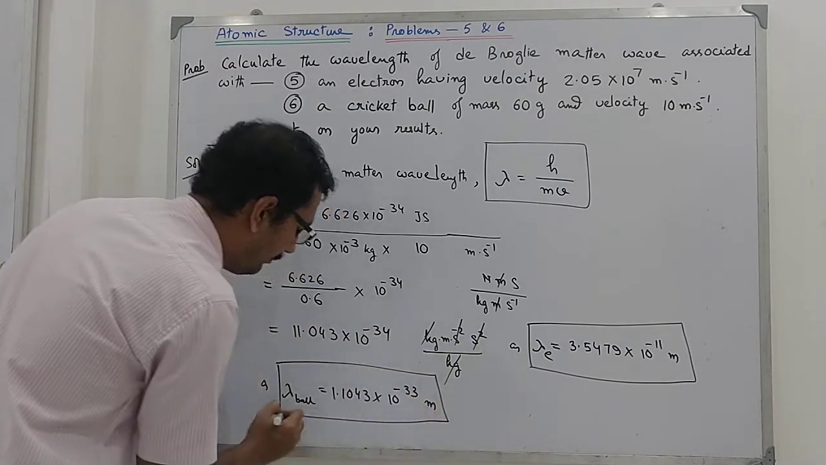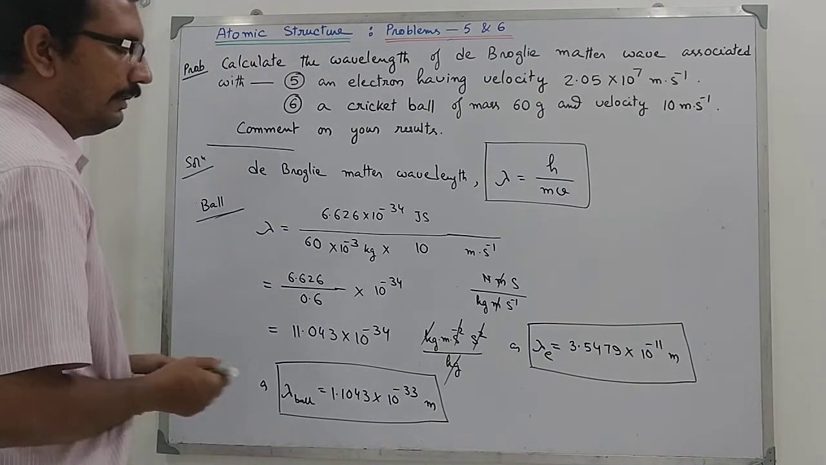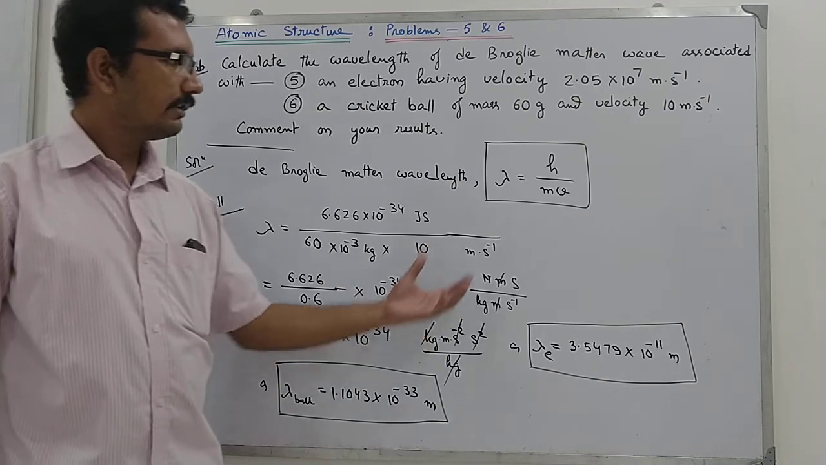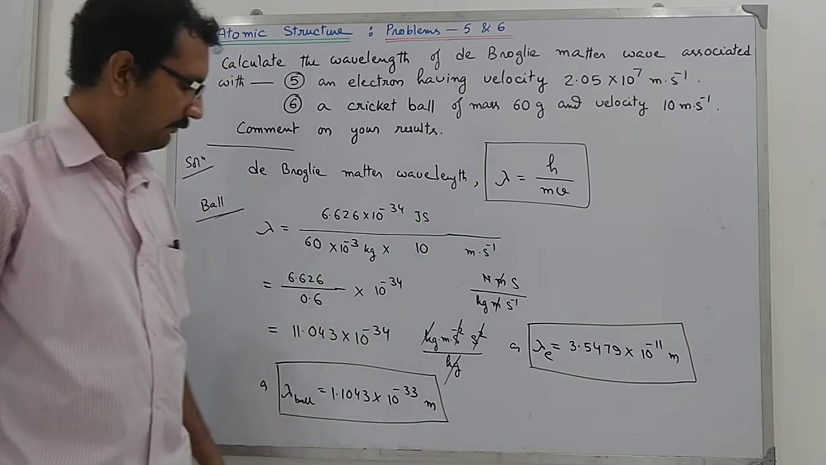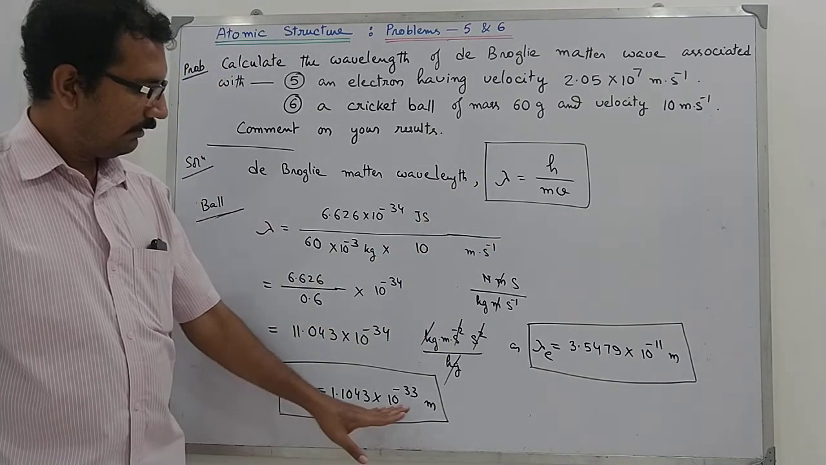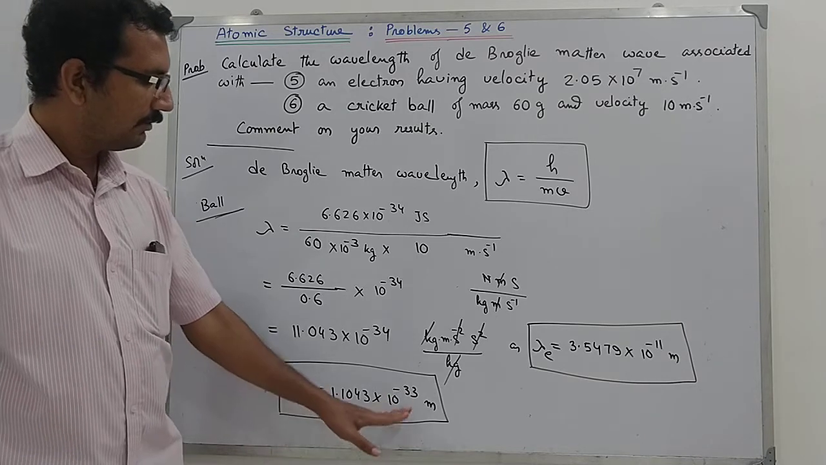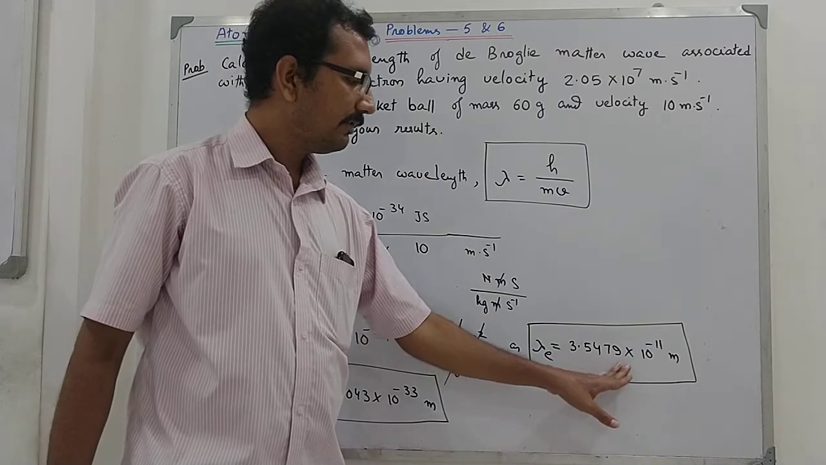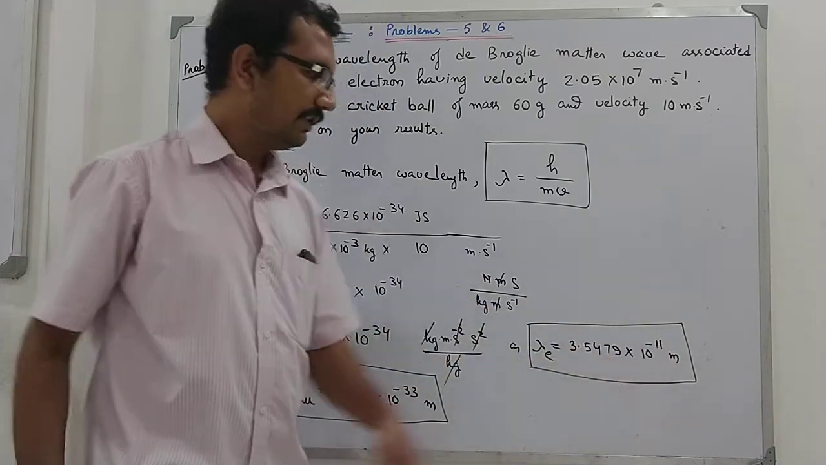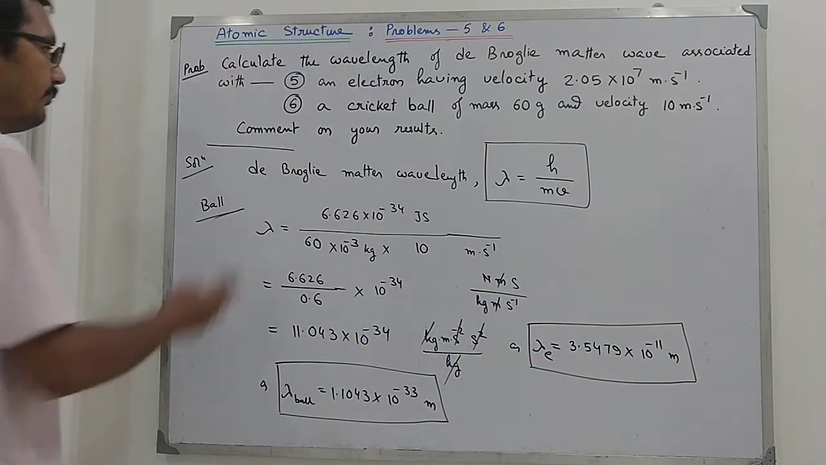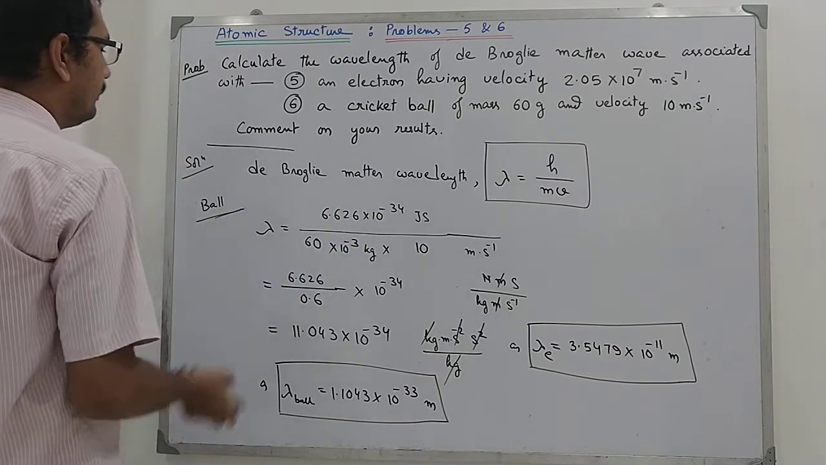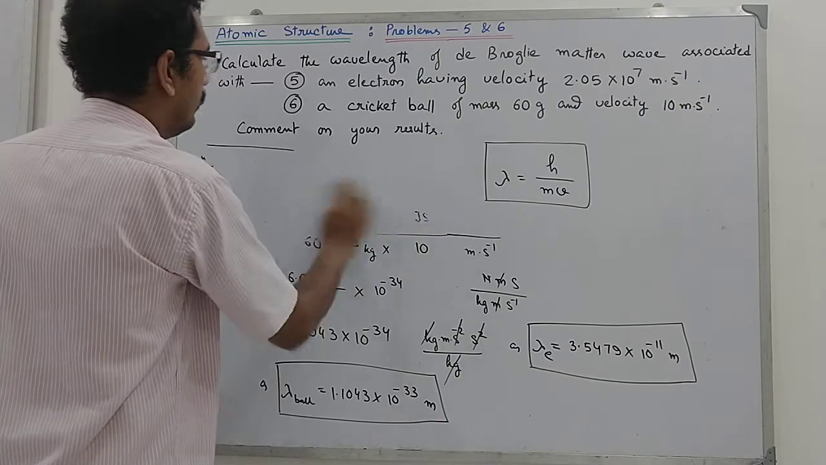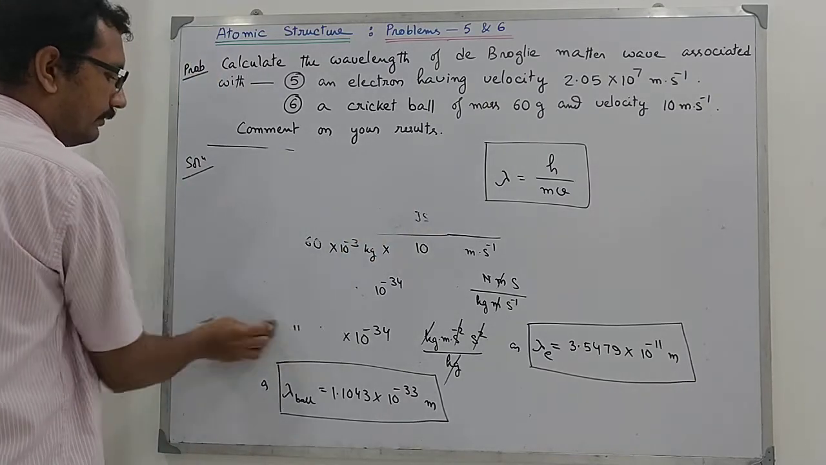See, we are not putting the meter unit directly, we are deriving it. So this gives a better understanding of this working formula. So the wavelength of the ball is 1.1043 into 10 to the minus 33 meter and the wavelength of the electron is 3.5479 into 10 to the minus 11 meter. Now you can see the other part of the question, which is comment on your results.